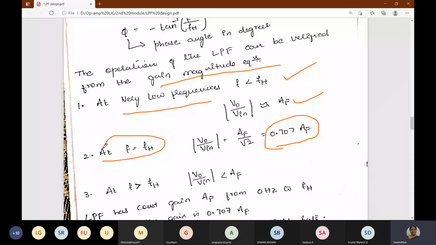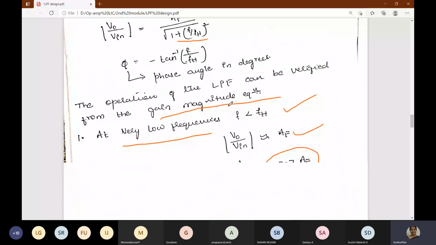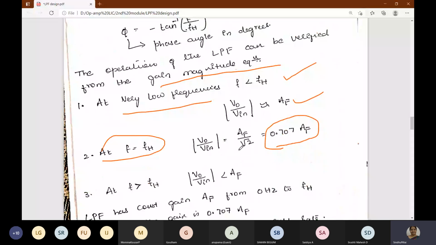When you make f equal to fh in this equation, it will become 1 plus 1, that is 2, so it is root 2. It will be AF divided by root 2. So 1 divided by root 2, when you calculate, you get 0.707 AF. This 0.707 AF is what is shown in the frequency response curve.